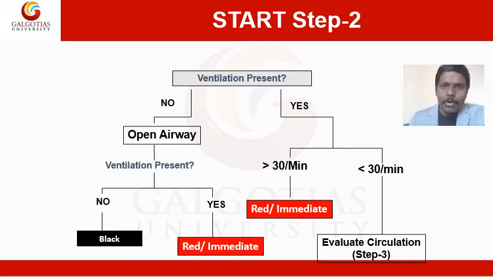Step 2 is ventilation. If he needs ventilation, then what type of ventilation does he need? If he has an open airway obstruction, then we check whether he needs ventilation or not. If he needs ventilation, then we keep him as red, or immediate triage. If he does not need ventilation, then he is kept as black triage.